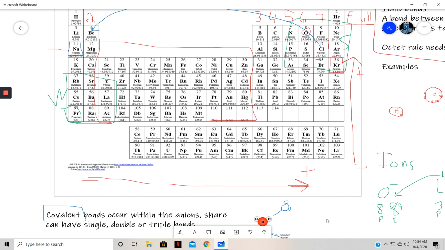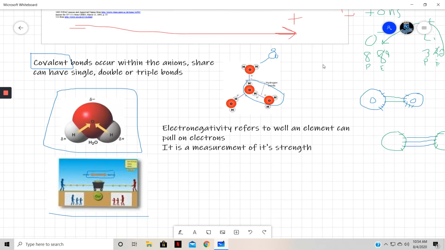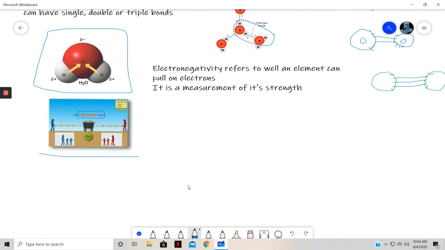So if you think about a covalent bond, this is the rope, and I've got somebody over here and somebody over here. They are almost identically the same strength. I've got this red flag in the middle of the tug of war, and you would try to pull it to either side. We're going to label this person with a negative sign, and that's on purpose, and this one with a positive sign.